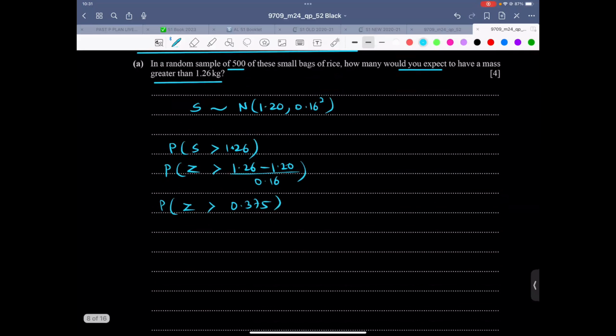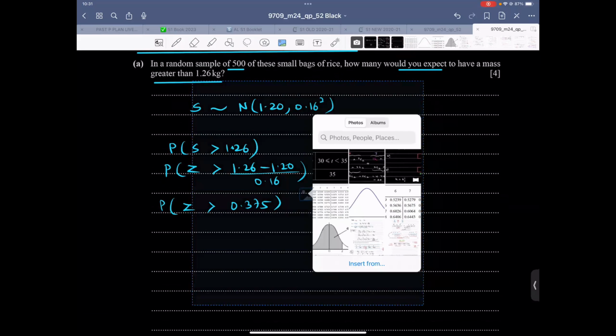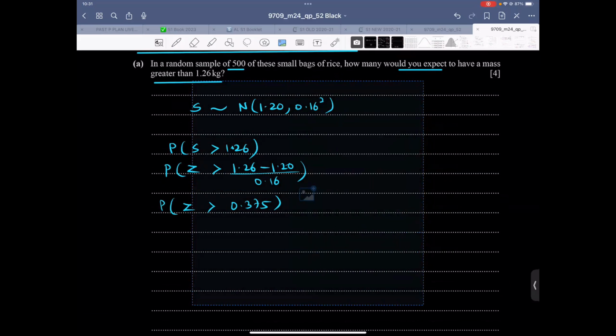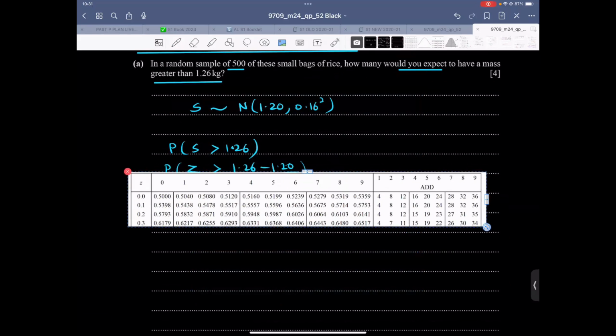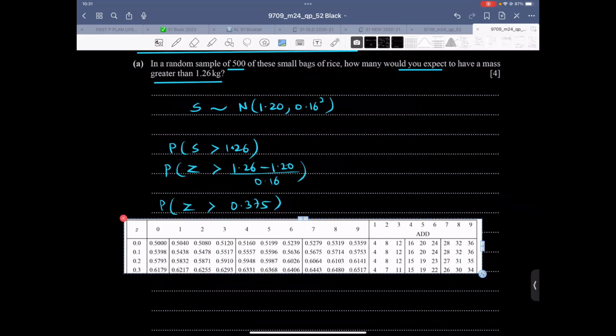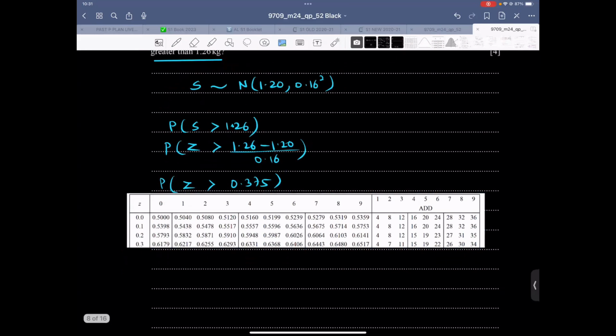Now, some people are interested in the detailed version of this. So let me choose that thing which I have copied over here. That's like this. And over here, if I look at 0.375, let's go to 0.3 and then 7 over here. So we get 6443.